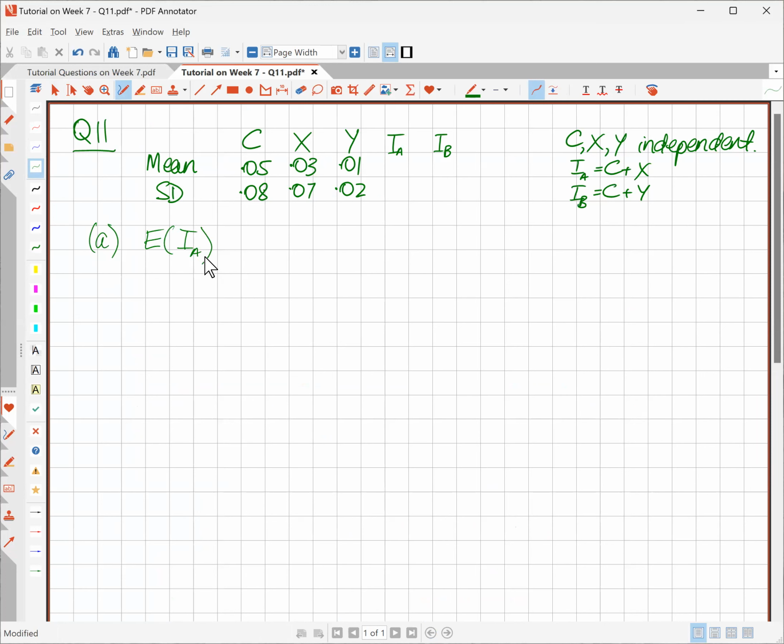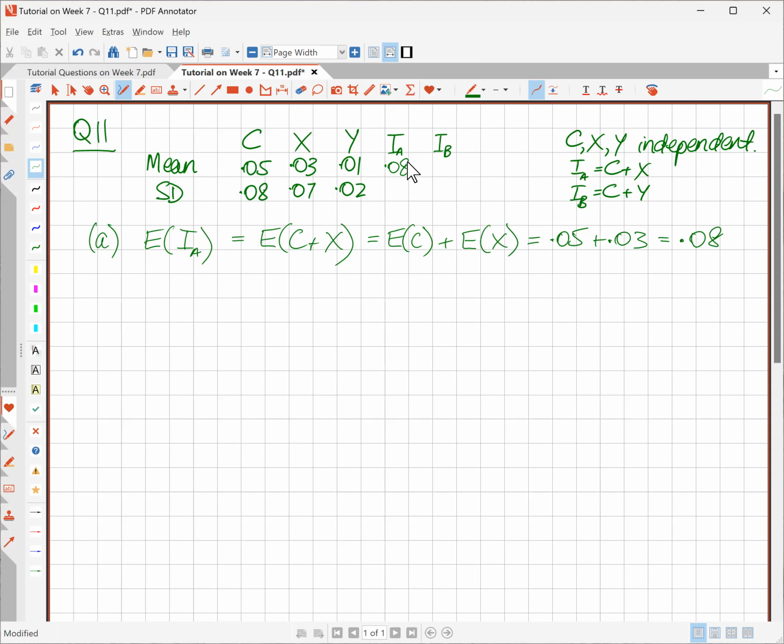So if we're wanting the expected value of the return on asset A, then we unpack this as the expected value of the return on C plus X, which decomposes to the sum of the respective expectations. So we simply end up with 0.05 plus 0.03, resulting in 0.08. And I'll add this to the little summary table that I have up the top.